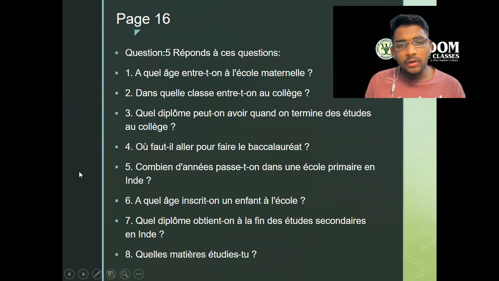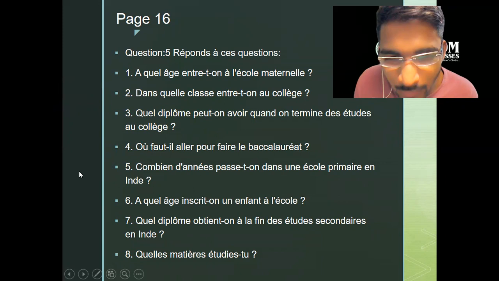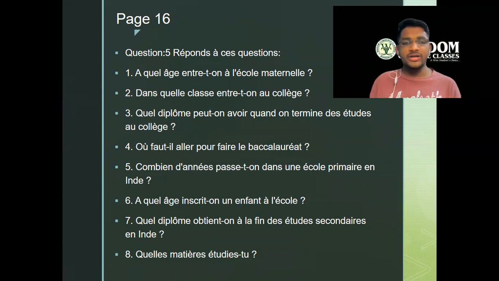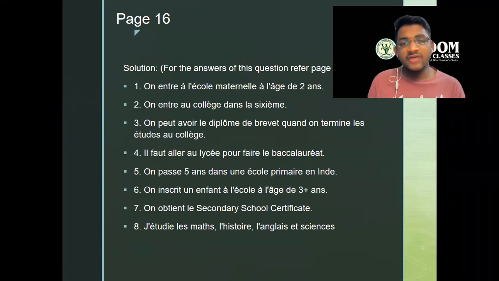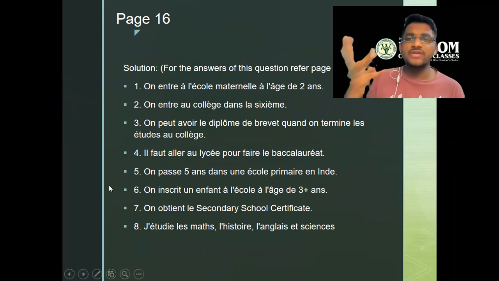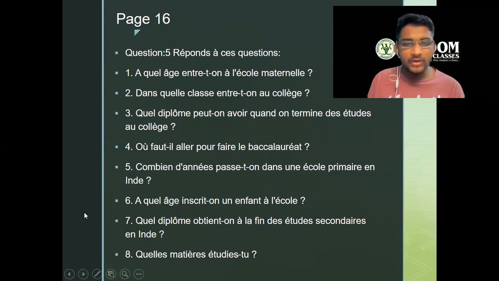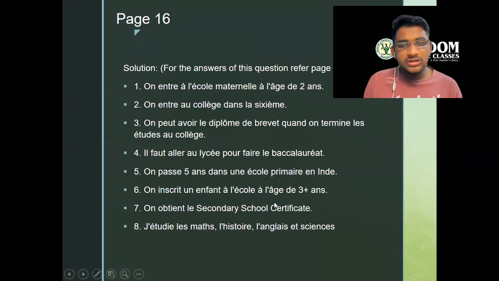And fifth one, combien d'années? How many years does one pass in a primary school in India? So in India, one passes 5 years in a primary school. 1, 2, 3, 4, and 5. 5 years. Sixth one, at what age does one enroll a child in the school? So one enrolls a child in the school at the age of 3+ years. Once you complete 3 years, you enroll the child in the school.